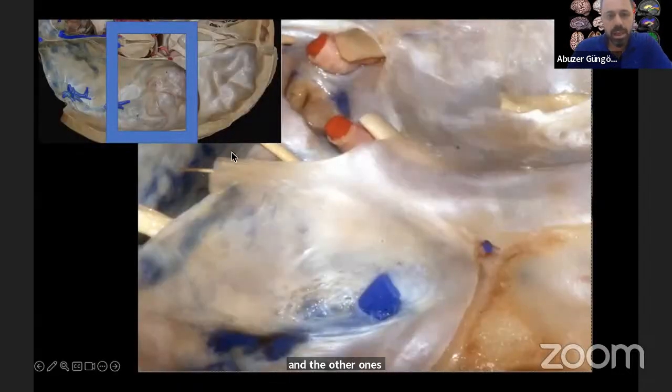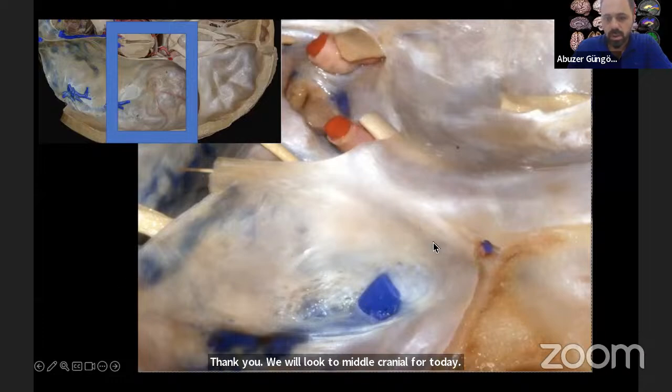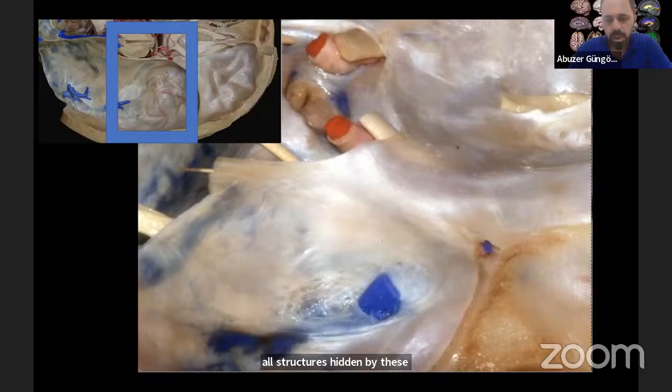And we will look at the middle cranial fossa today. Firstly, this is the temporal fossa dura. All structures are hidden by this fossa. Step by step, we will remove all layers and see what is hidden inside it.